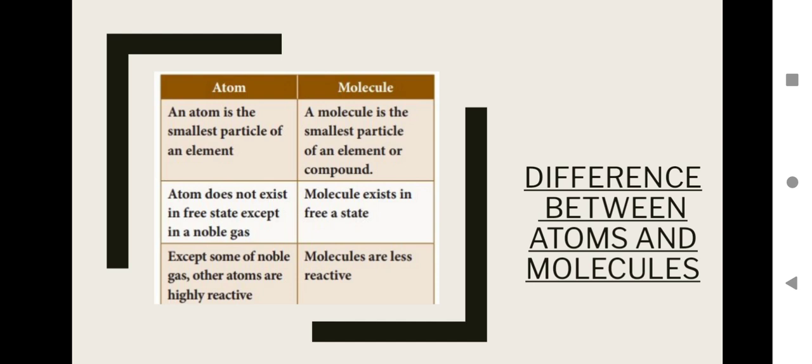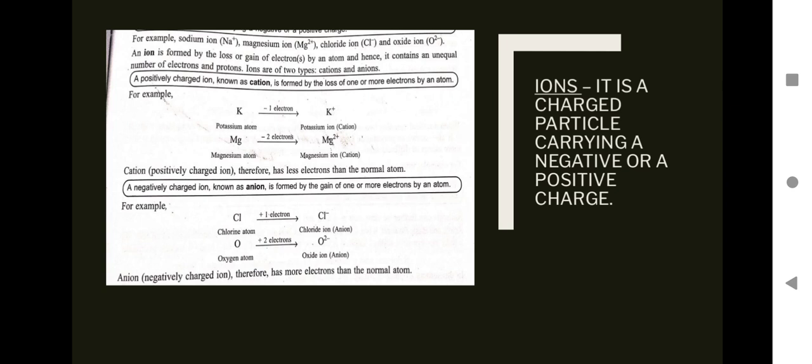Let's see what the difference is between atoms and molecules. An atom is the smallest particle of an element, whereas a molecule is the smallest particle of an element or a compound. Atoms do not exist in a free state except noble gases. Molecules exist in a free state. Coming to reactivity, except some of the noble gases, other atoms are highly reactive. Molecules are comparatively less reactive.